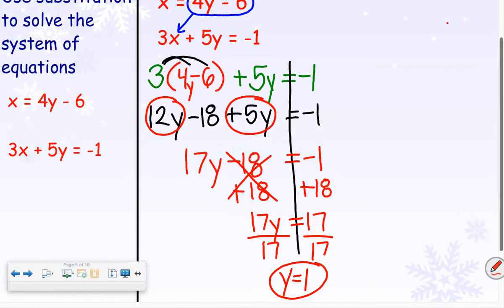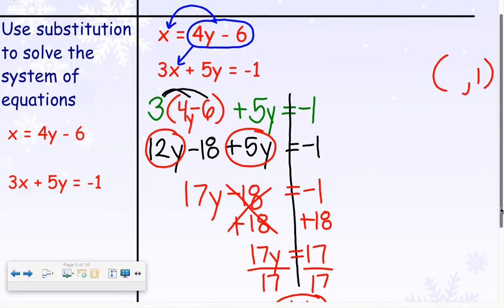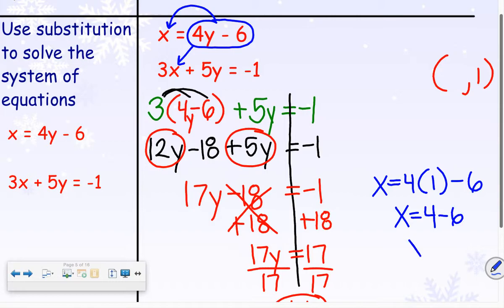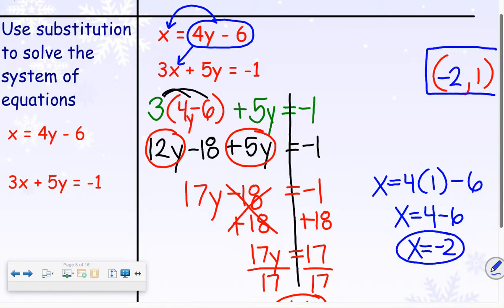So 1, except this time it's y equals 1. So I can't put it in the x spot. I have to put it in the y spot. So I'm going to take 1 and plug it back into my circle for y. So x equals 4 times 1 minus 6. So x equals negative 2. So our solution is negative 2, 1. So once again, if you graph those two equations, they would intersect at the point negative 2, 1.